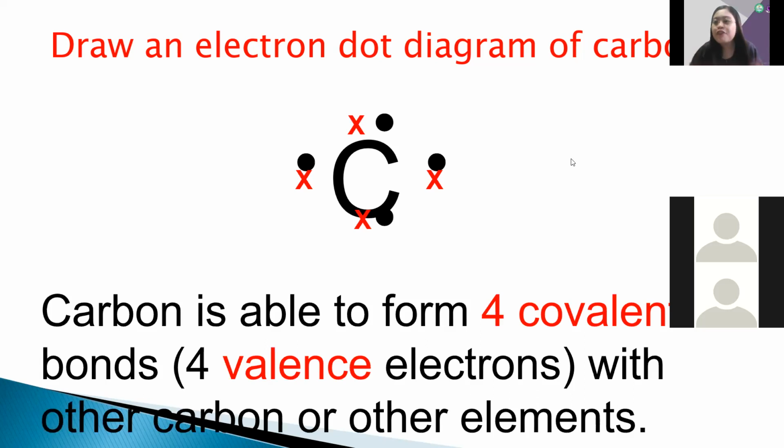Now, these 4 electrons can form bonds with other elements. It can be another carbon or another element. These 4 electrons have the ability to form bonds with other elements. So that's how unique carbon is. In inorganic chemistry, we learned that there is transfer of electrons between, for example, a metal and a non-metal. But this time in carbon, the bond that will be formed is a covalent bond, which means there will be sharing of electrons.